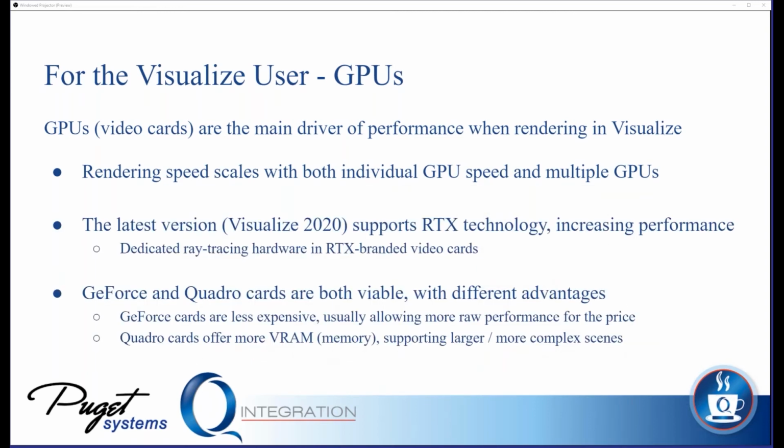I should also note the latest version of Visualize 2020 has added in support for RTX technology, which is an NVIDIA thing. I don't remember if it stands for anything particular in terms of an acronym, but it's basically dedicated ray tracing hardware on the GPU itself. And that dramatically speeds up rendering like this, which is usually ray or path tracing that's going on. So definitely, if you're going to be using Visualize 2020 and you're getting a new system, make sure you are getting an RTX compatible card.